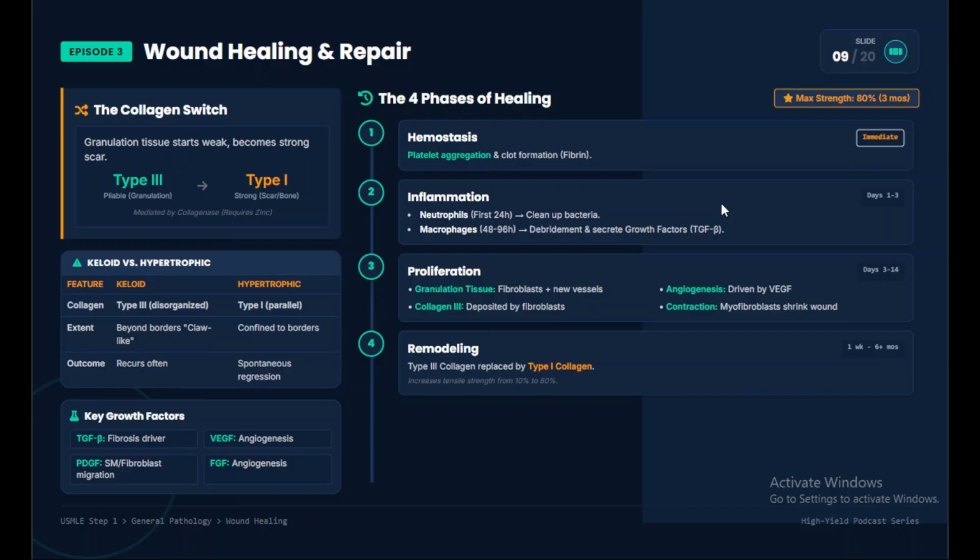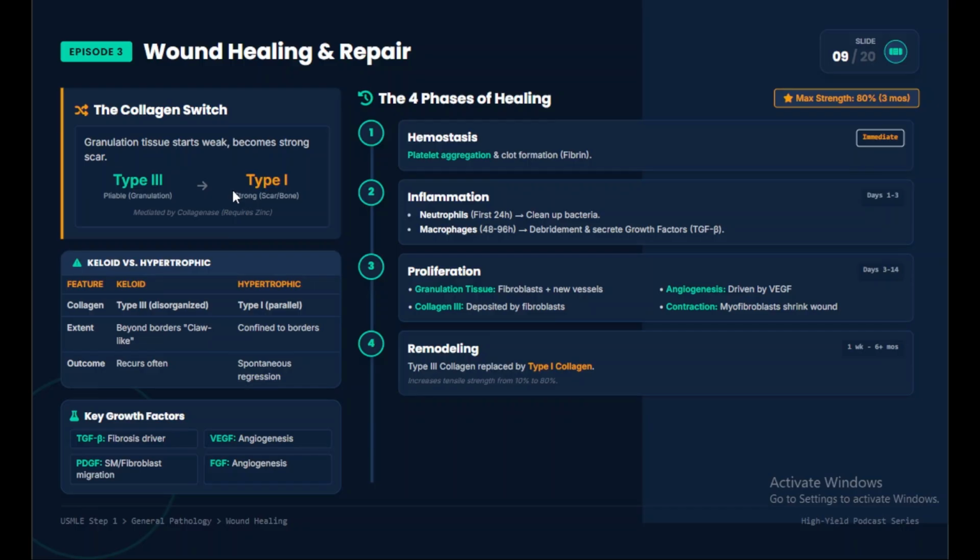This is wound healing and tissue repair. Essentially, the body cleaning up the battlefield and rebuilding the tissues. Think of it like constructing a building after a storm: scaffolding first, then strong walls, and finally the finishing touches.